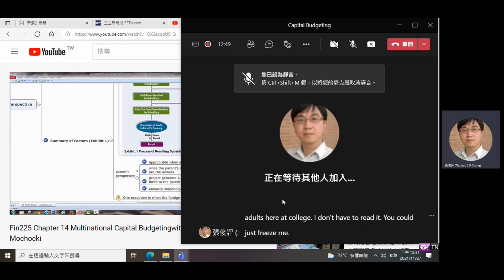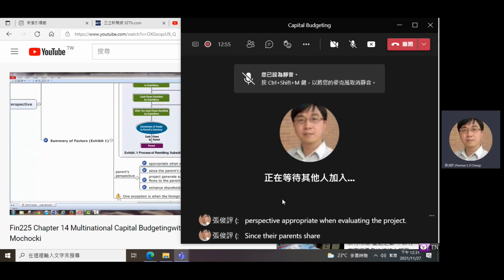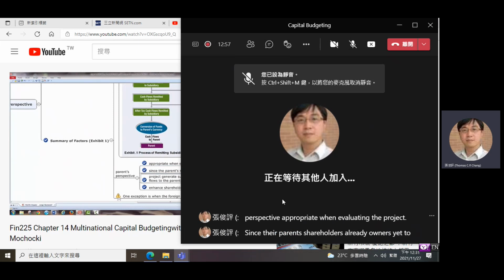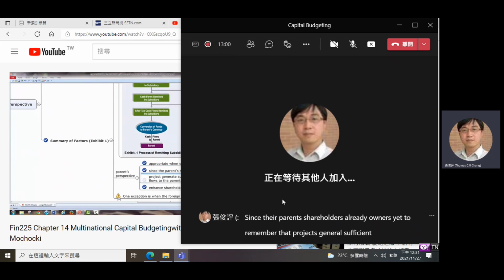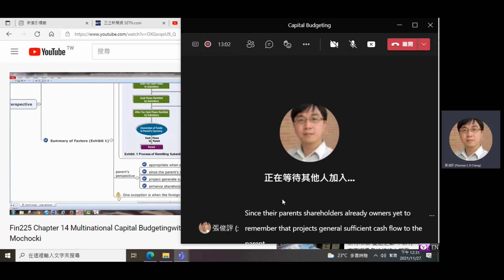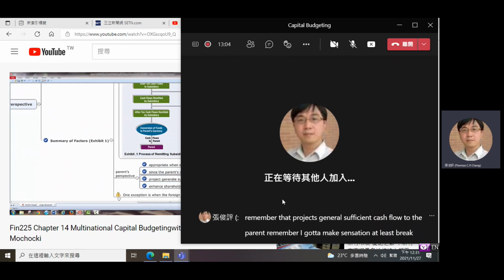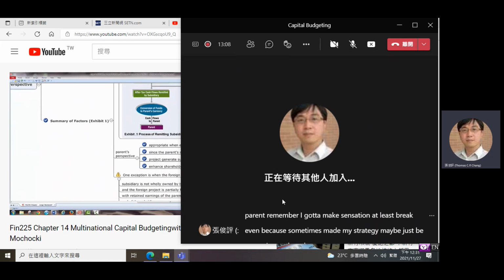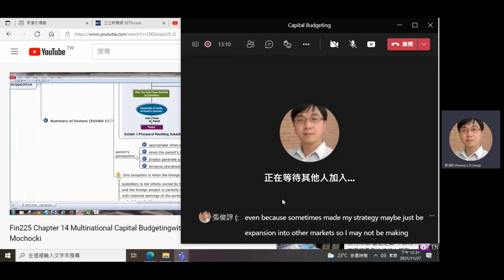I'm trying to go on here, but it says, okay, parent's perspective. Appropriate when evaluating the project, since the parent shareholders are the owners. You have to remember that. Project generates sufficient cash flow to the parent. Remember, I've got to at least break even, because sometimes my strategy may just be expansion into other markets. So I may not be making as much money as I want at that time because I'm learning the market, but I don't want to be losing too long.